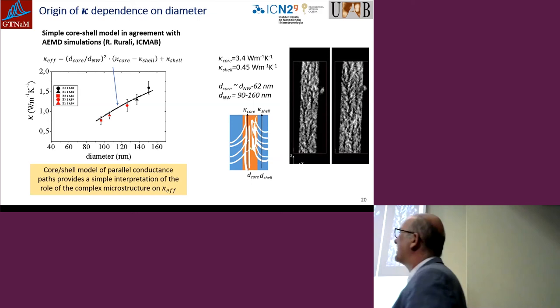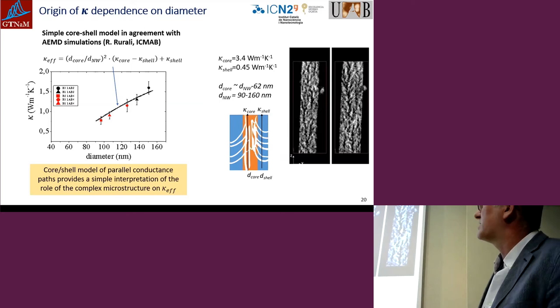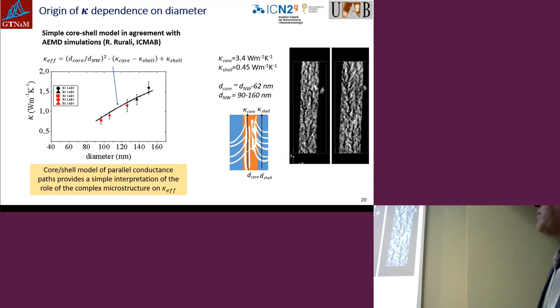So basically we can say that our nanowires, surprisingly, have this core-shell microstructure in which you could simply model them by a core-shell model of parallel conductance paths that provides this simple interpretation for the thermal conductivity.